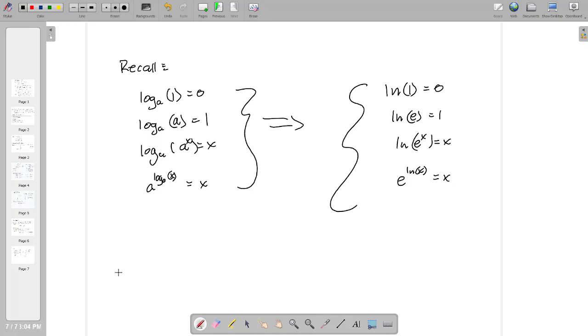So as an example here, find ln of 1 over e to the third power. This is just -3 because e is the base of this logarithm. E to the -3 is equal to 1 over e to the third.